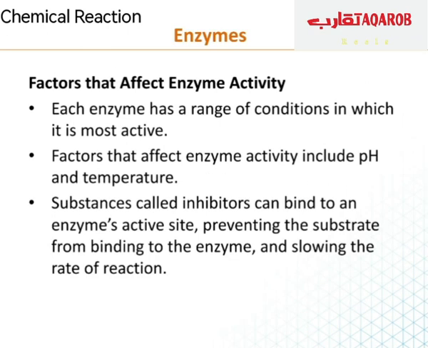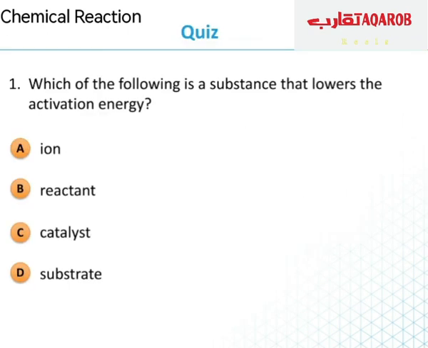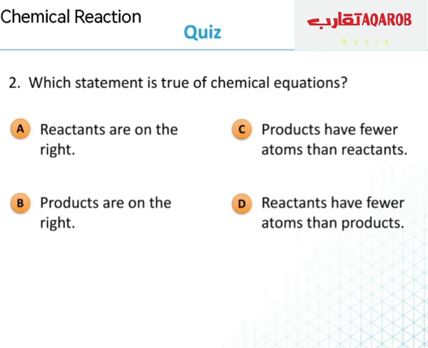Let's now do the quiz. Which of the following is a substance that lowers the activation energy? We are saying the substance that lowers the activation energy. What do you think? Is it ion, reactant, catalyst, or substrate? The answer is catalyst. That's amazing.